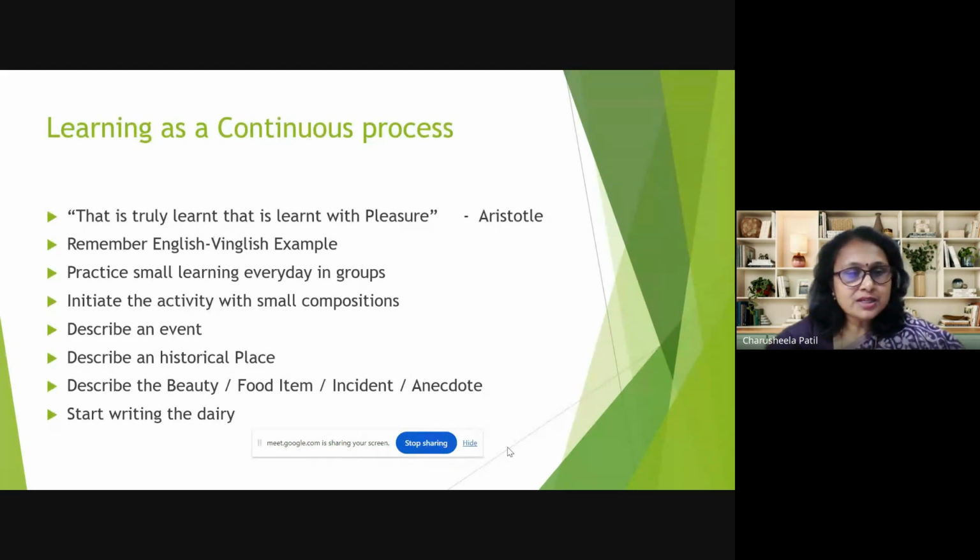So now initiate the activity with small compositions. Of course, one cannot expect to write pages and pages overnight. But of course, you can start today. If you write a paragraph, maybe tomorrow two paragraphs, or maybe tomorrow again a paragraph, maybe the day after tomorrow some slight change or increase in the composition. But it has to be practiced, a regular practice. So activity needs to be practiced every day. A small composition will help you.